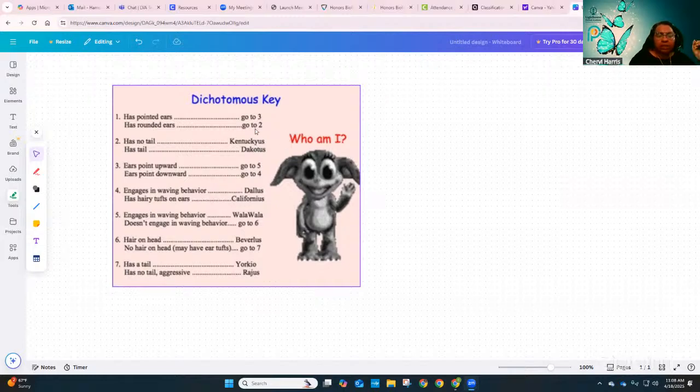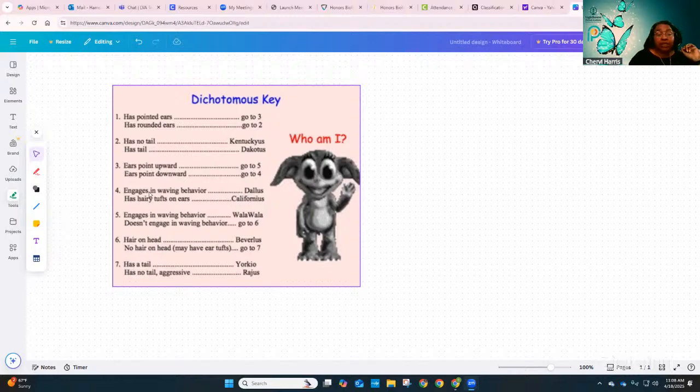He's Kentucky. If he had a tail, you can't really see if he has a tail. So it gives you a name at the end of this, and then you would be done. Okay. If his ears... I'm sorry, I did that wrong. You're supposed to go to number 3. So number 3, you're supposed to look at whether his ears are up or down. So his ears right now go downward. So it says go to number 4. Okay, we go to number 4.